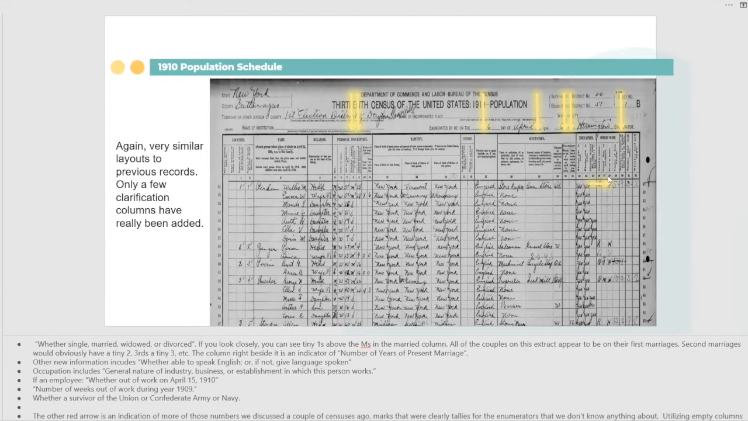The other arrow here is another indication of those random numbers that we were talking about a few censuses ago, the check marks that were in the box that didn't need to be in the box. This is probably for census taker use, tabulating something. We don't know what it is. It's a red herring. Whether they were a survivor of the Confederate Army or Union or Confederate Army or Navy.